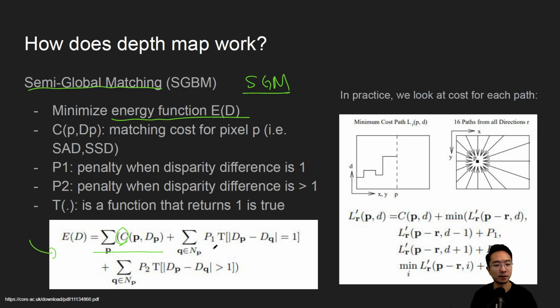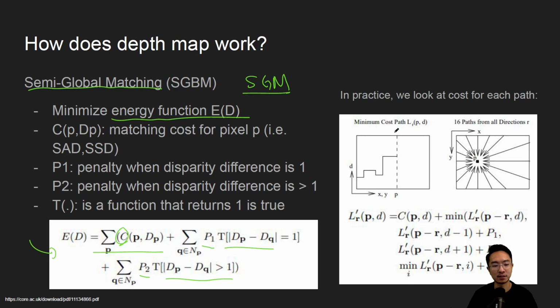And then you have two different sums. You have a penalty based off of your disparity values. If your disparity is equal to 1, you get penalized by P1, and if your disparity is greater than 1, then you get penalized by P2. This penalization factor controls the smoothness of your disparity map.